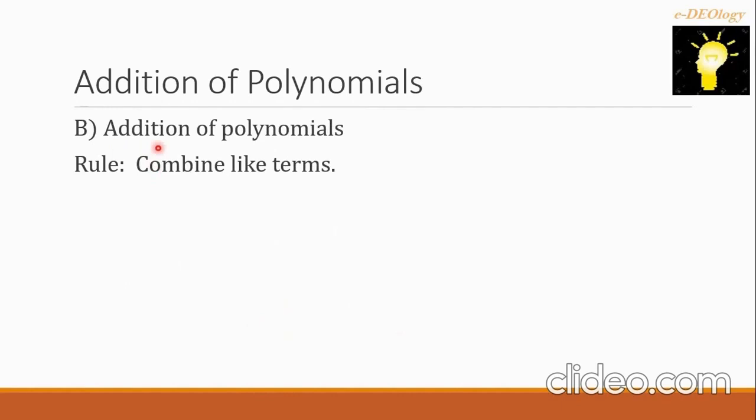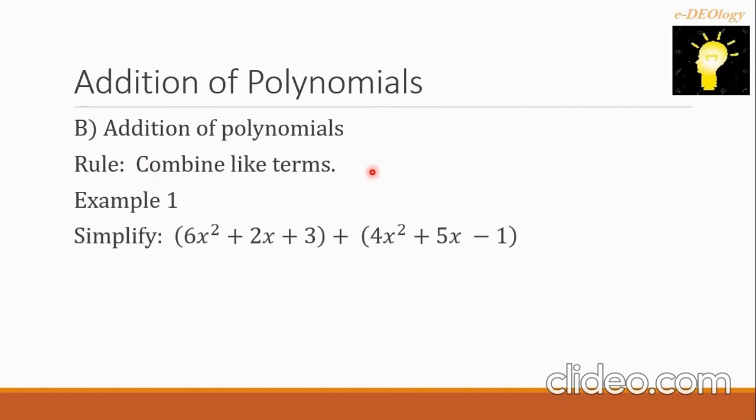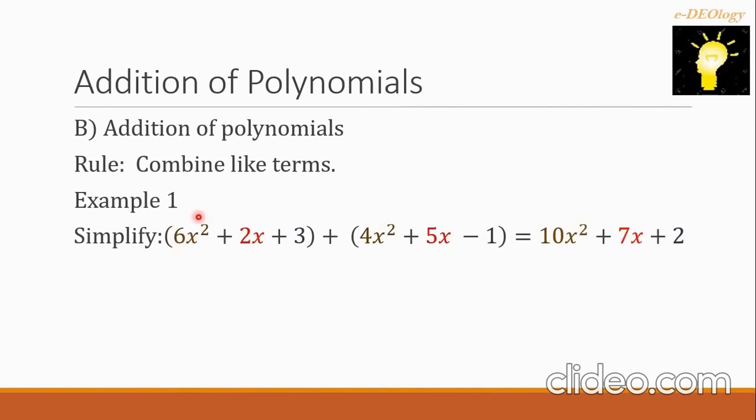Let's go now to the addition of polynomials. The rule says combine like terms. Example 1. Simplify. There is a group of polynomials here, 6x squared plus 2x plus 3, plus the second group, 4x squared plus 5x minus 1. The rule says let us combine like terms. So the 6x squared is combined with the 4x squared, and we will get 10x squared.